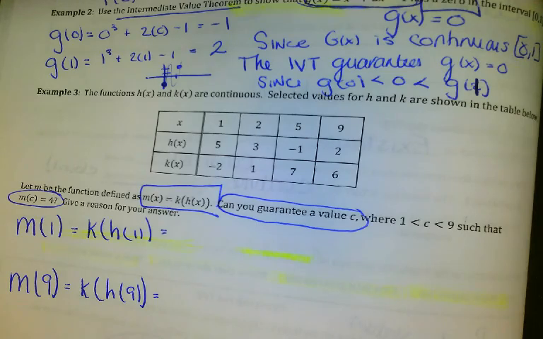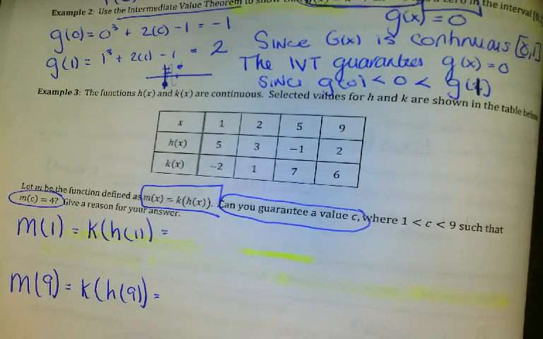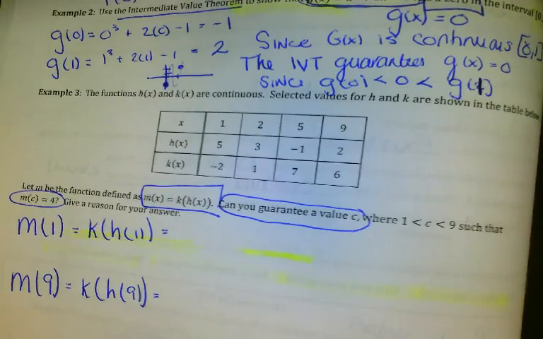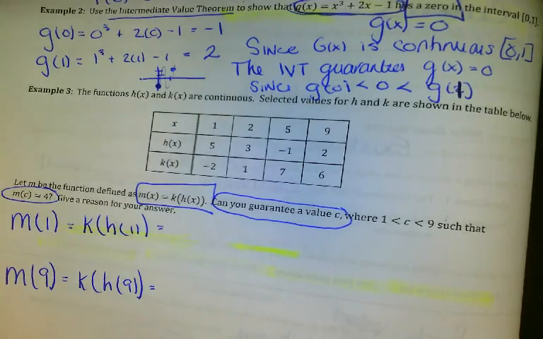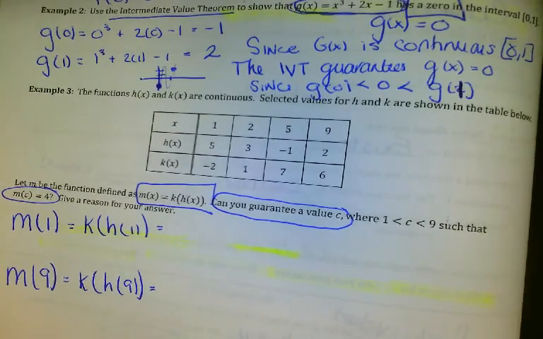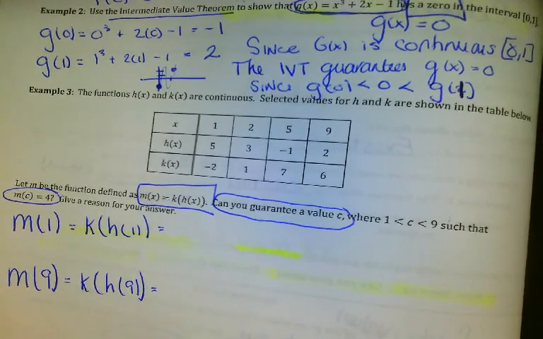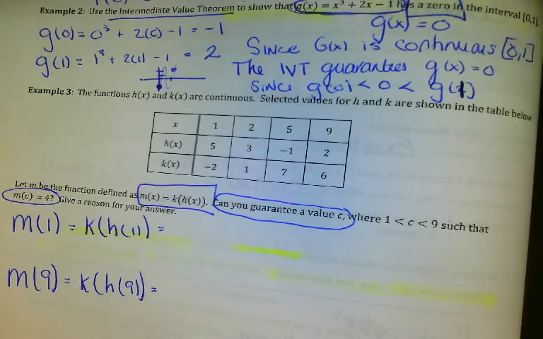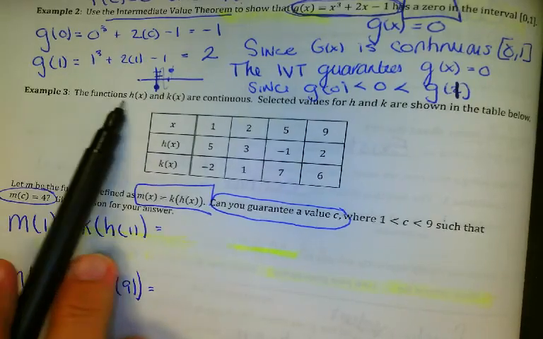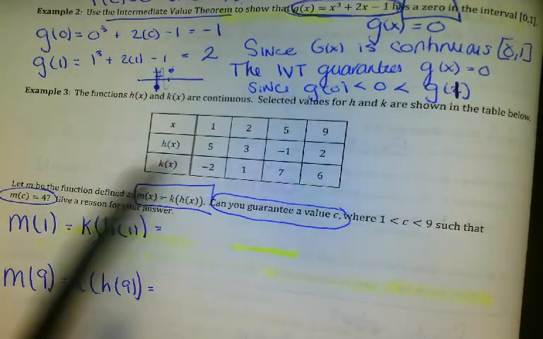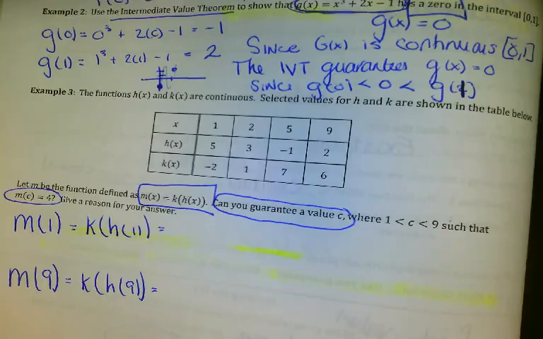A little composition working backwards, big algebra 2 stuff. When reading the first statement, should we say since m of x is continuous, or should we say because h of x and k of x are continuous? I would probably say they're telling us h and k are continuous. Yep, I think I would say h and k.